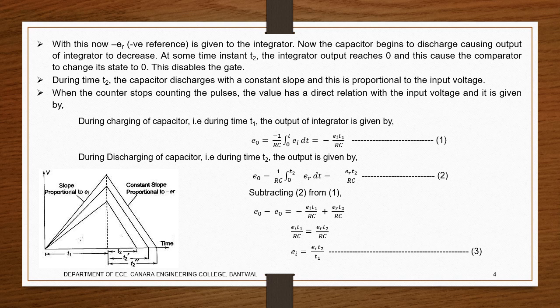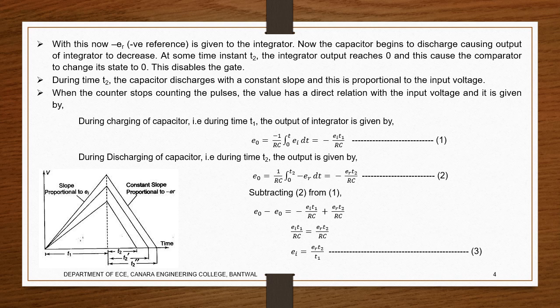So here, during the charging of the capacitor, with respect to the time t1, the output of the integrator is given by E0 equals minus 1 by RC, integral from 0 to t, of Ei, the input voltage, with respect to dt. When it is integrated, we get minus Ei times t1, as we said that during the charging the time is t1. So we directly substitute t1 here and divide by RC, which is a constant.